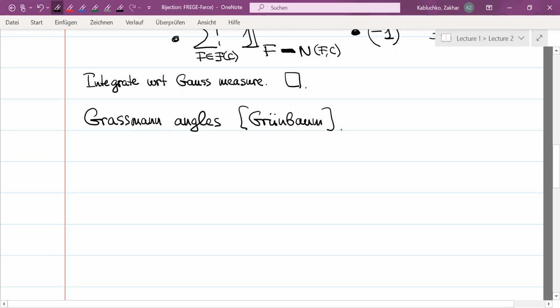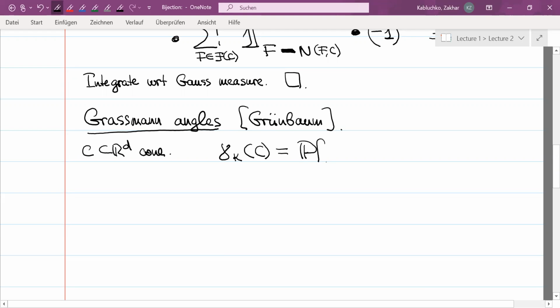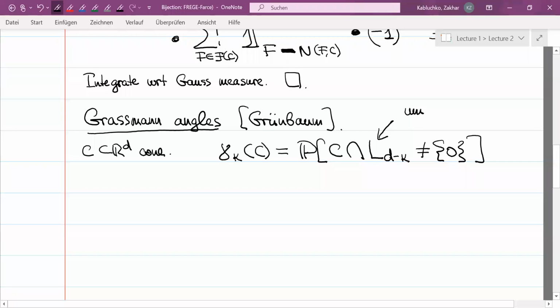So they are defined as follows. Let C be a cone. Then the kth Grassmann angle of C is the probability that the intersection of C with a random uniformly distributed linear subspace of dimension d minus k is non-trivial. So here L is a uniformly distributed linear subspace of codimension k.